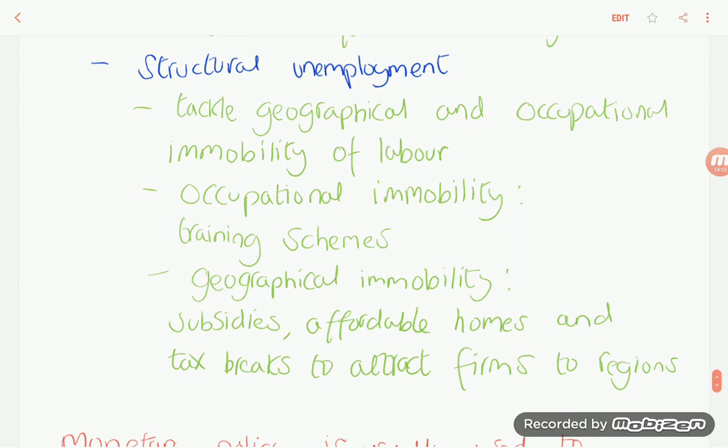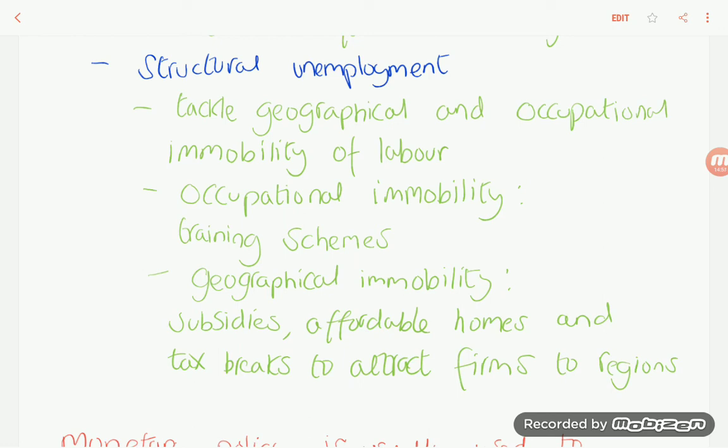Structural unemployment will be reduced by policies which tackle geographical and occupational immobility. Governments can improve occupational mobility by investing in training schemes that help workers to improve their skills, or by encouraging firms to set up their own training schemes. Geographical immobility can be tackled by giving workers subsidies to move to different areas, or by building affordable houses in areas that need workers. However, workers will still often be reluctant to leave their homes and families.